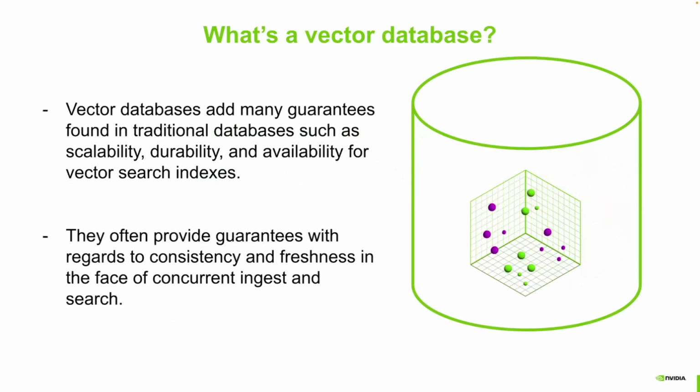Well, a vector database is usually built on top of the vector search algorithms. They add many different features that you would see in production today: scalability, durability, availability. These are things that many people built on their own for years before there were vector databases. Now there are formal databases for people to implement these much more quickly and not have to reinvent it from scratch. They often provide guarantees with regards to consistency, availability, and data freshness in the face of constant ingest.